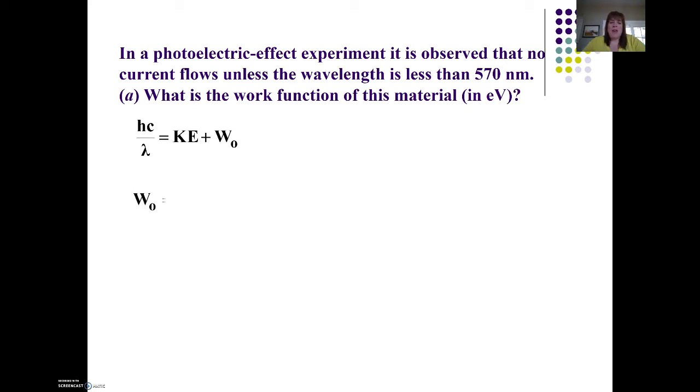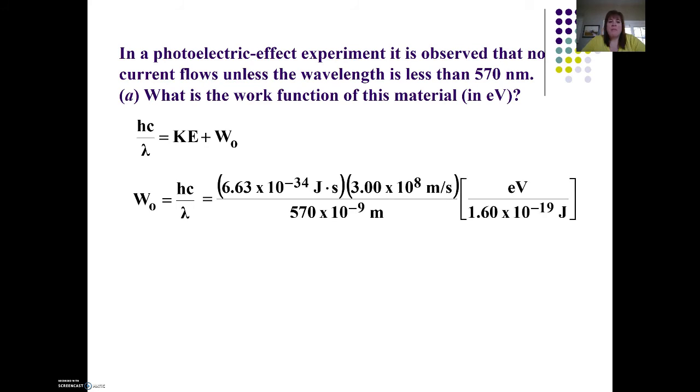Well, if we do the math, we're looking at the work function related to the threshold frequency, or in this case, the threshold wavelength. So work function is Planck's constant times the speed of light divided by the wavelength. That would be in joules, and then we have to convert it to electron volts. So we have to divide by 1.6 times 10 to the negative 19th. If you did that correctly, you should get 2.18 electron volts. So that is the work function of my metal in electron volts.